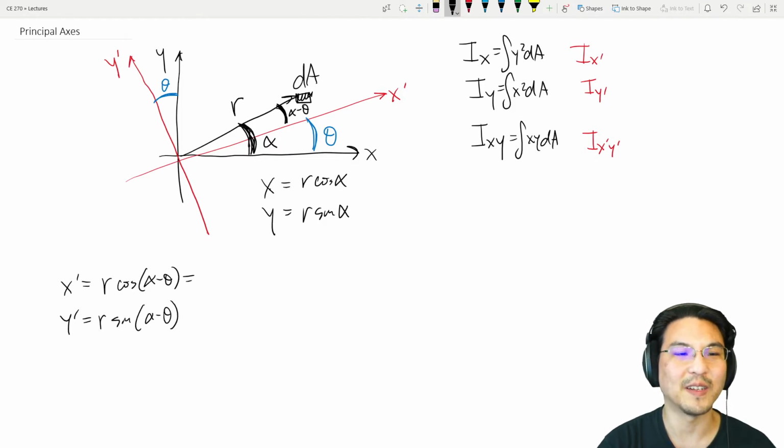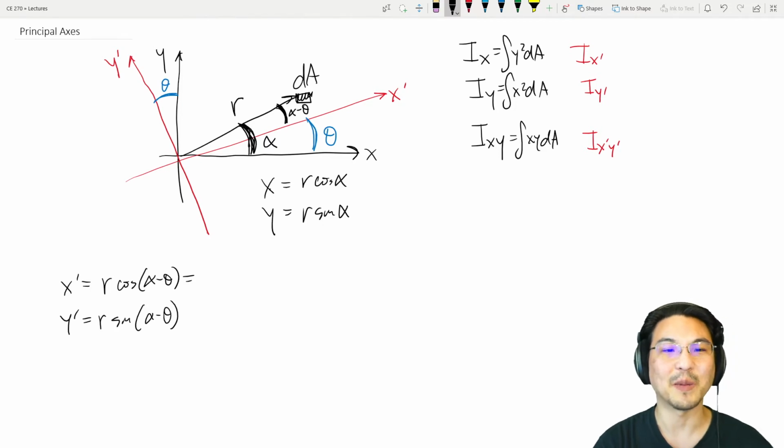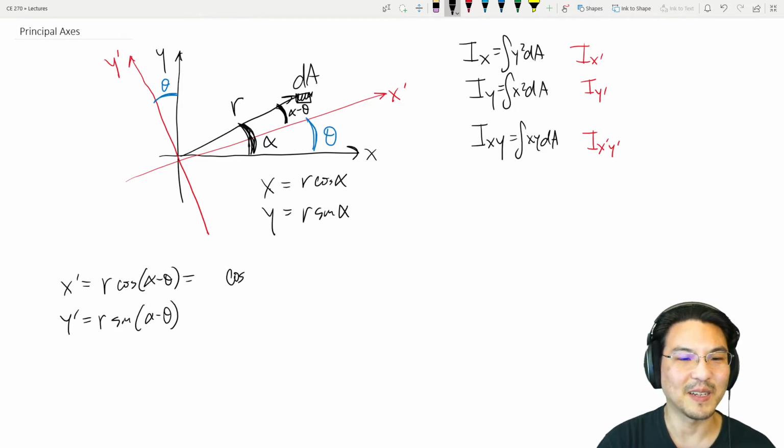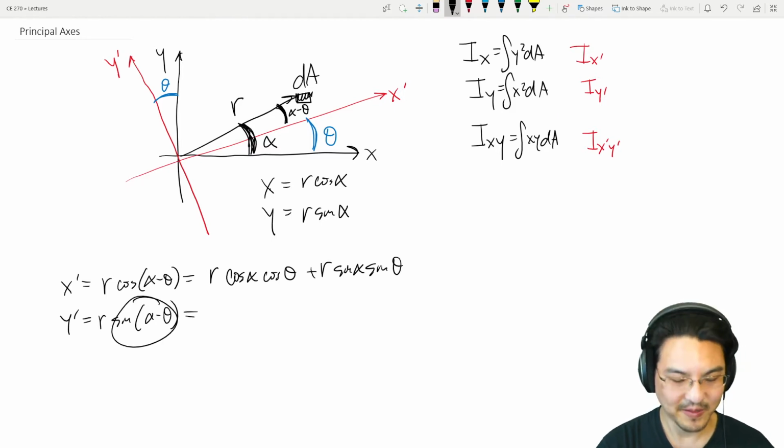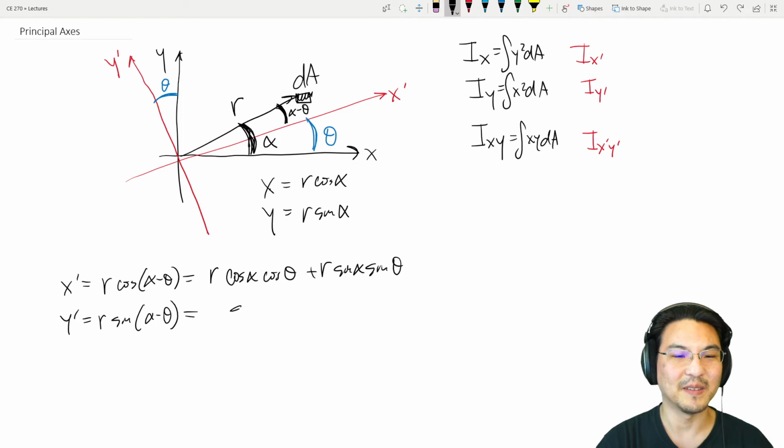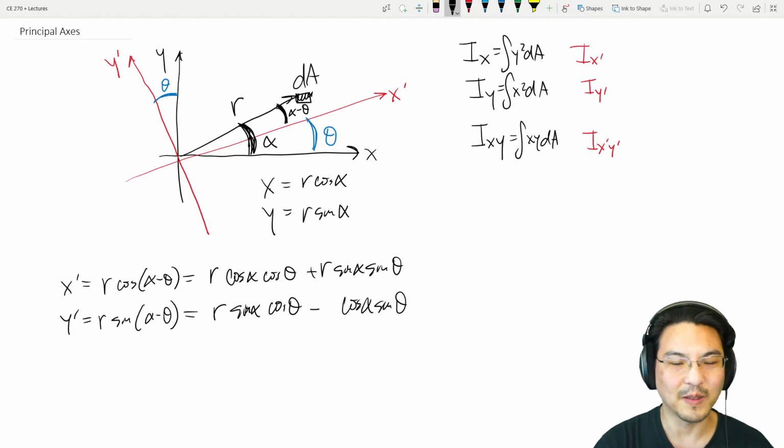Then if we do that trig identity where you have cosine of something minus something, that's the one that looks like cosine alpha cosine theta, and then sine alpha sine theta. Let's not forget the r. Okay, and then this trig identity, sine of something minus something, is sine alpha cosine theta minus cosine alpha sine theta. Let's not forget the r.